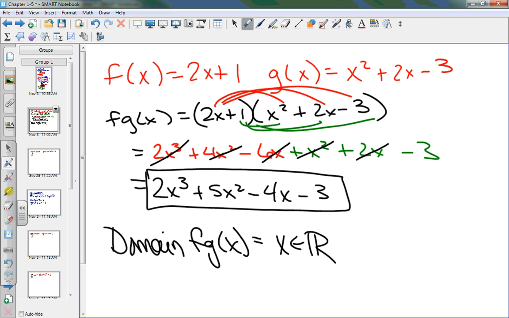If there is a restriction, I don't know how to find it. If you have a fraction, what's the restriction on a fraction? The denominator cannot be 0. If you have an even root, what's the restriction? The junk underneath the root has to be greater than or equal to 0 because you cannot take the square root of a negative number and be in the real number system.